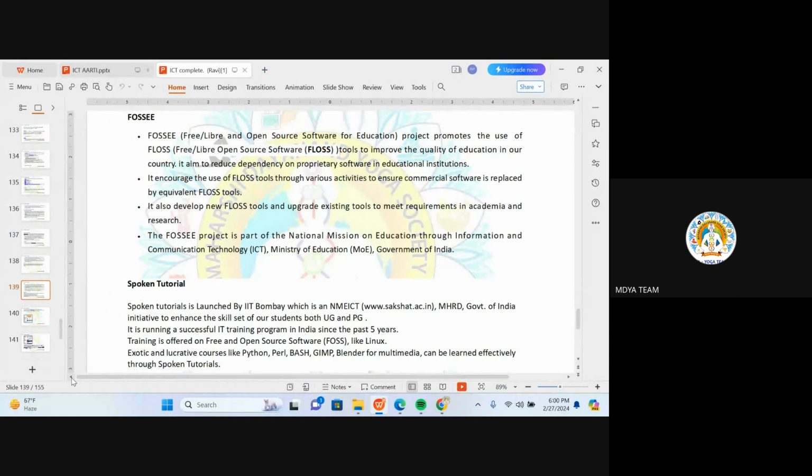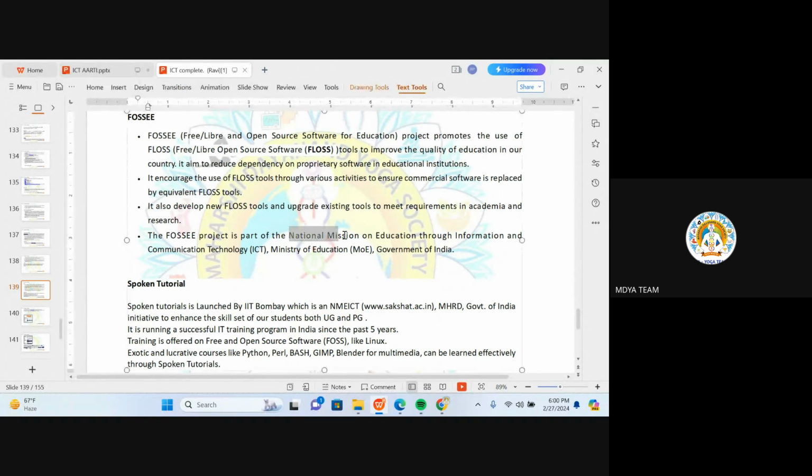Spoken Tutorial is launched by IIT Bombay. As we discussed in the previous part, NMEICT is National Mission on Education through Information and Communication Technology. Spoken Tutorial is also under the NMEICT, launched by IIT Bombay. This is under the MHRD, which is under the MOE.